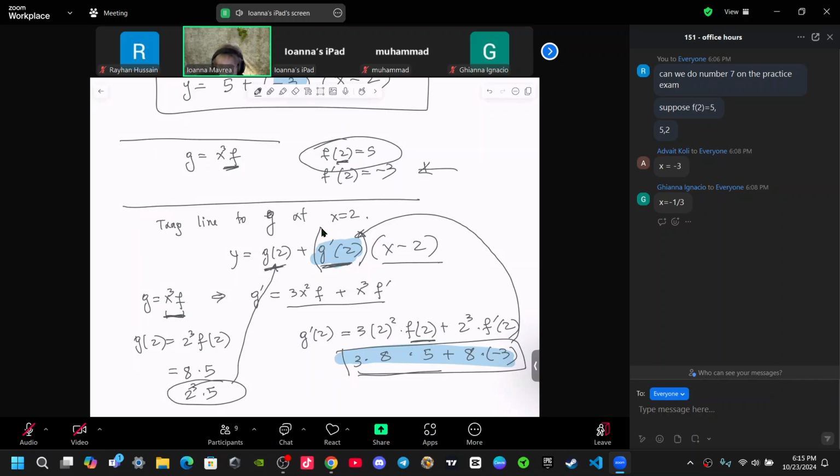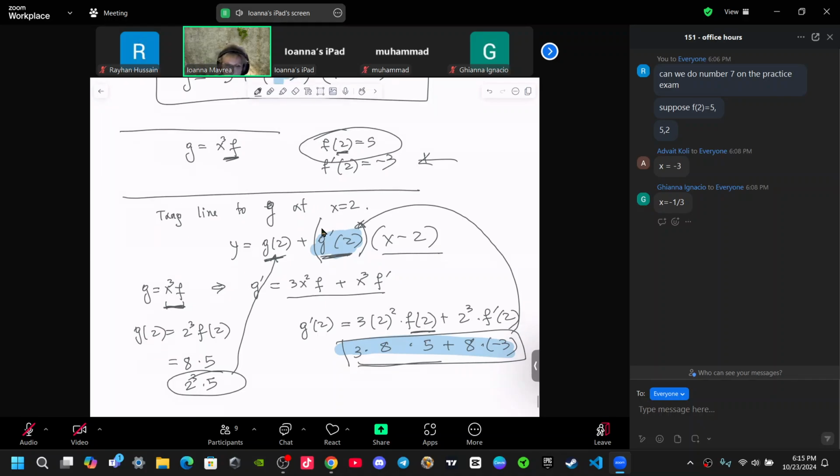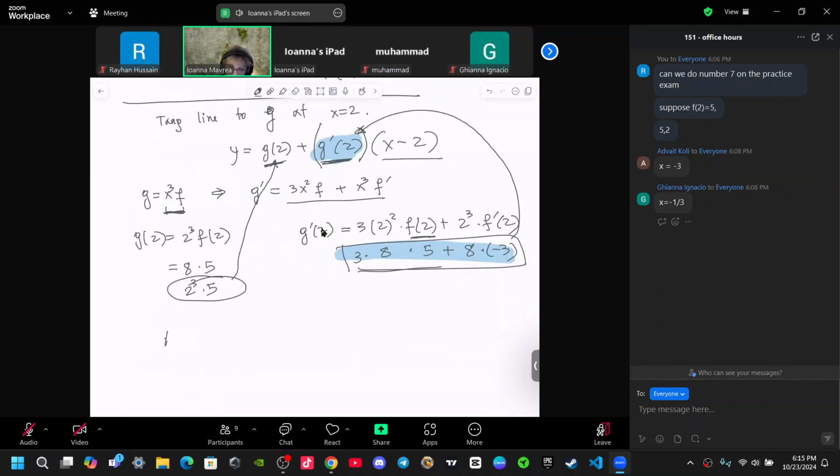The tangent line. Of course, that was not the question. The question was to approximate g of 1.